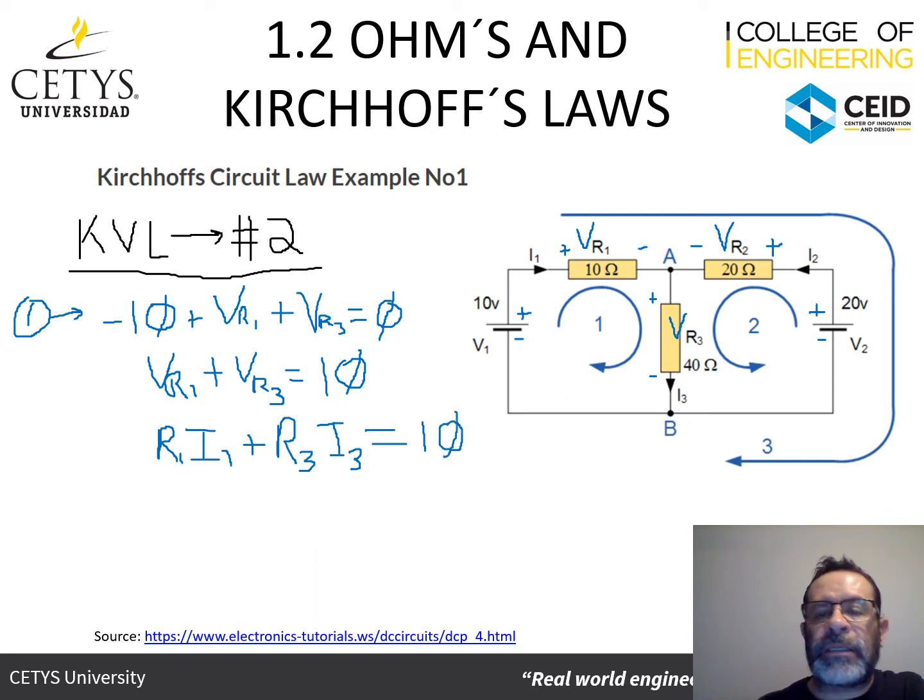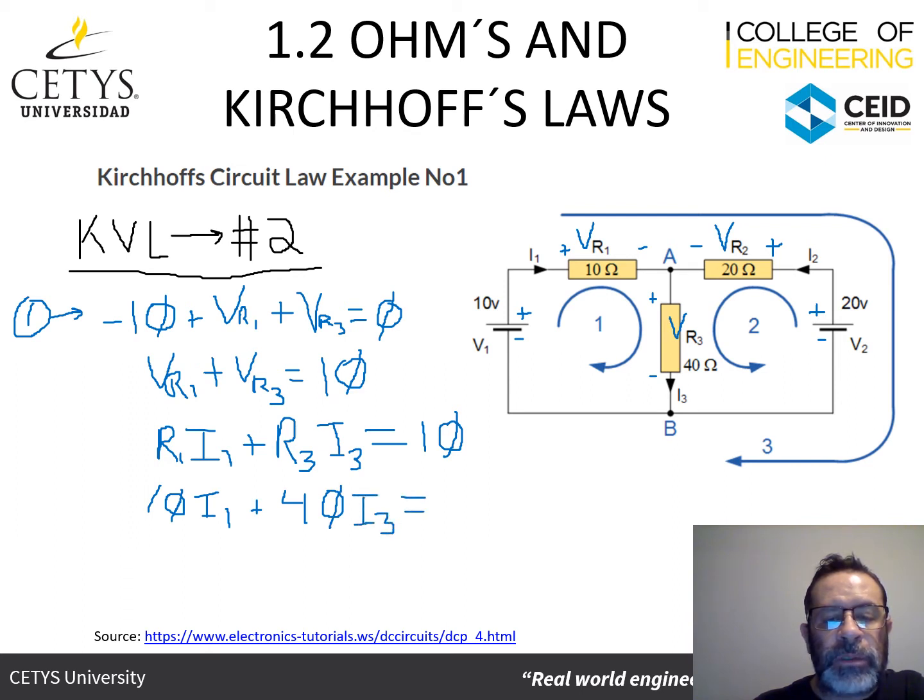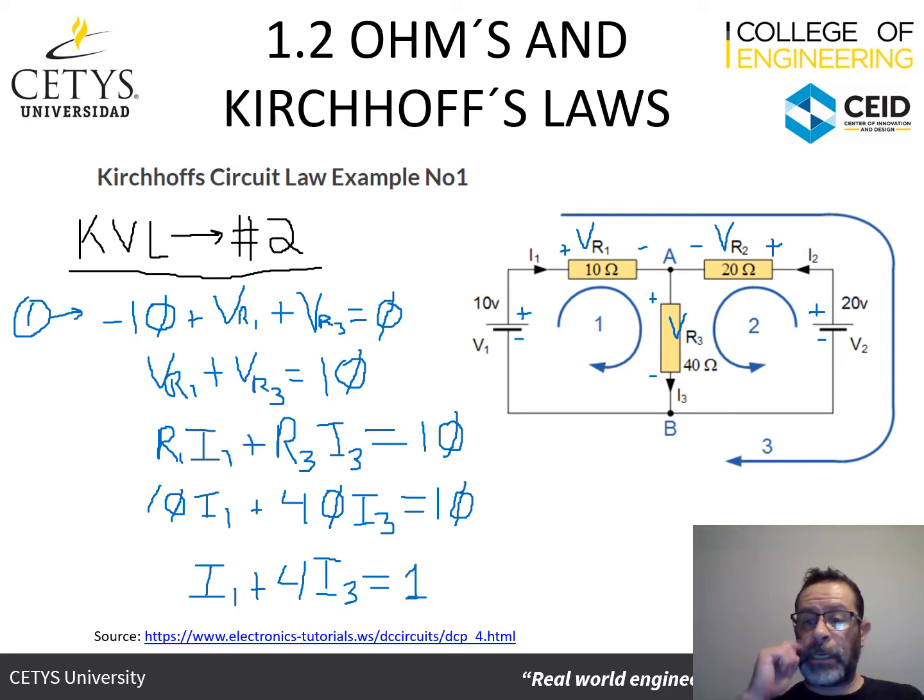And we know that R1 is 10 ohms, so this is going to be 10 I1. And we also know that R3 is 40 ohms, so this is going to be 40 I3. And this is going to be equal to 10. And so just to simplify this a bit, we can divide the whole equation by 10. And what I'm going to get is an equation that says that I1 plus 4 times I3 equals 1. Okay, and that would be the equation for loop number 1.